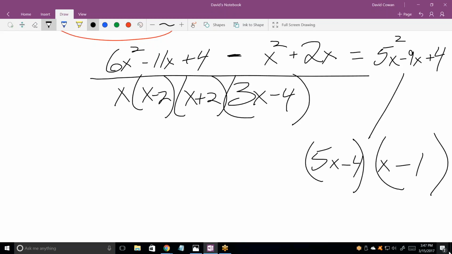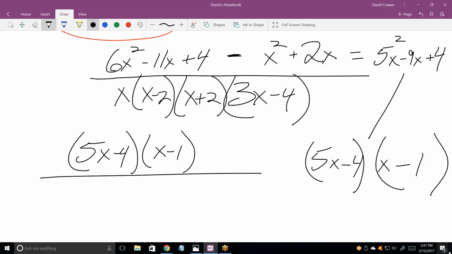Unfortunately, that doesn't help. In other words, now I've got this: 5x minus 4. This is my new numerator. And then x minus 1, all over my common denominator.